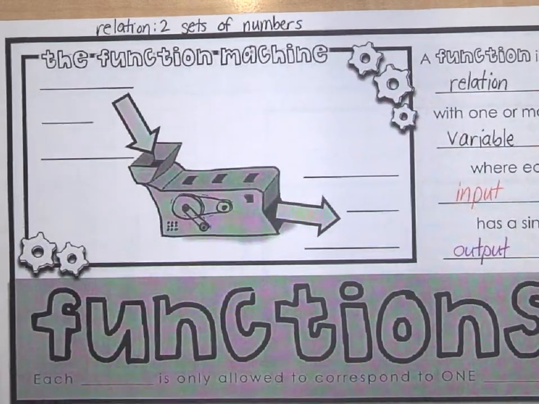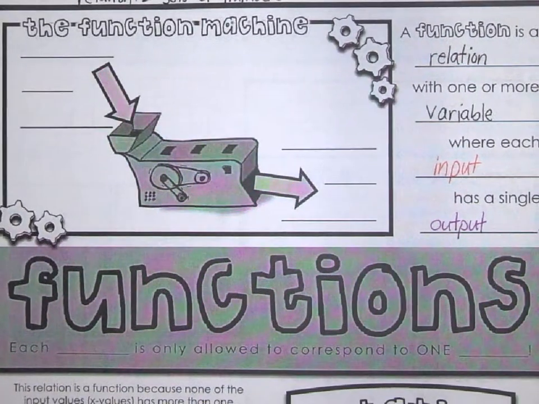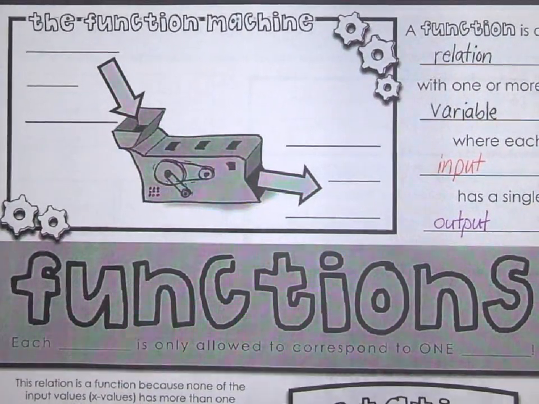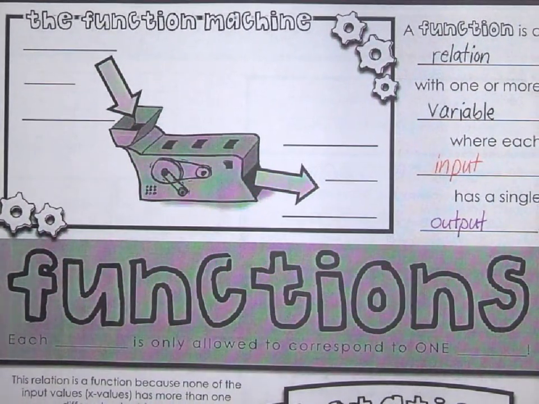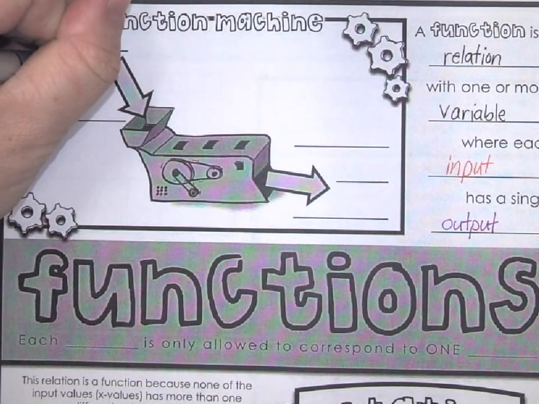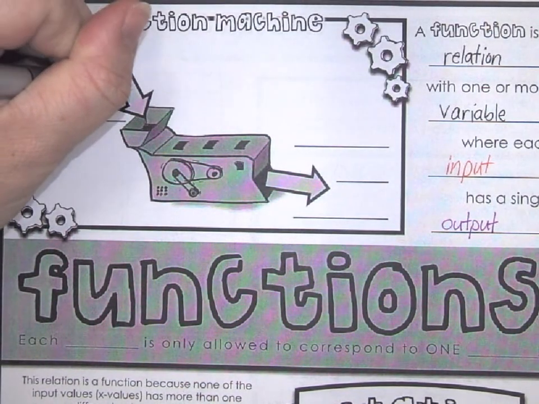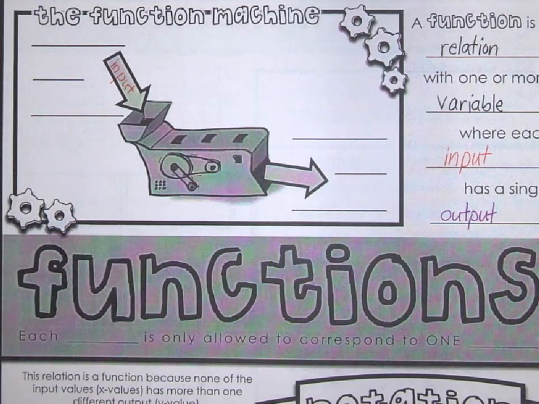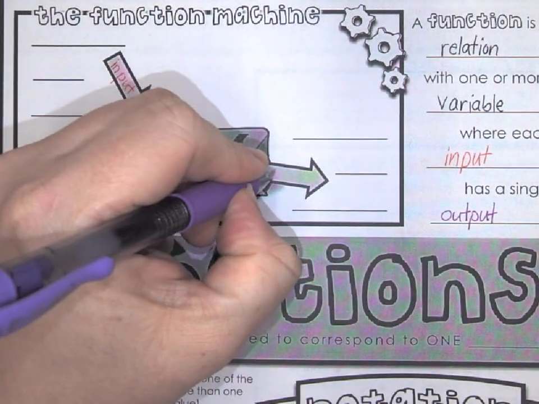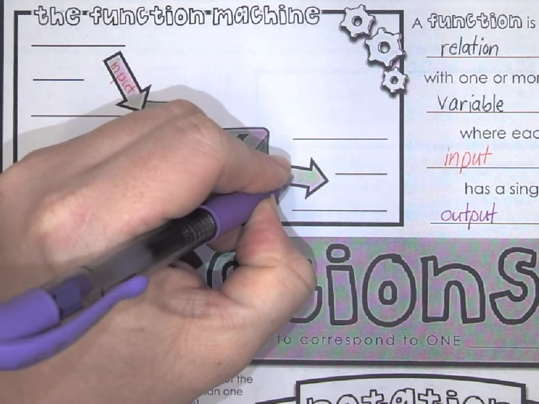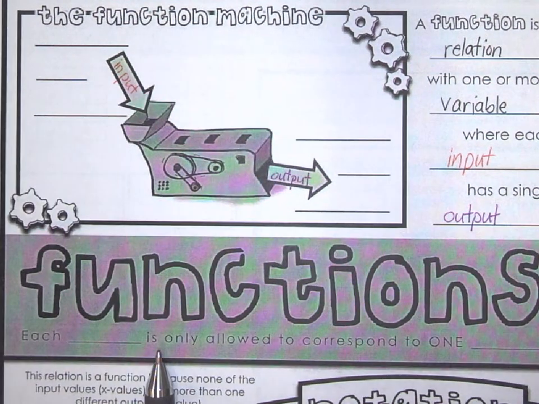So you can think about the function machine, and you've probably seen these when you were younger. The input is what goes here. That's what goes into the machine, okay? The input. And then what comes out is, of course, the output. Right, so you put something in, something happens to it, something else comes out.